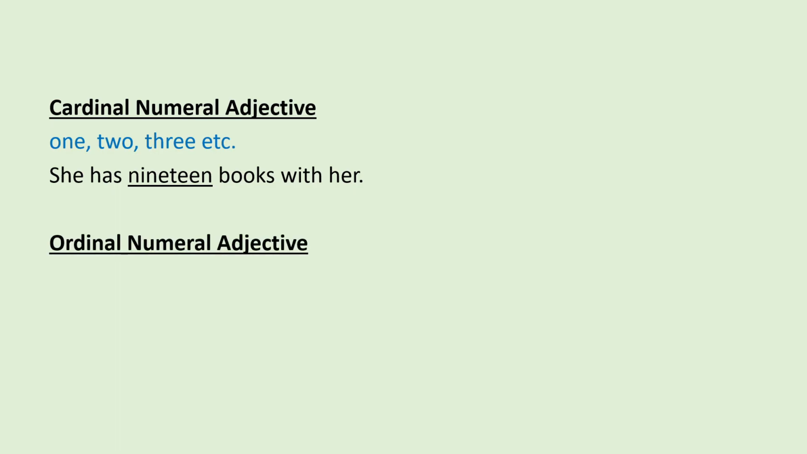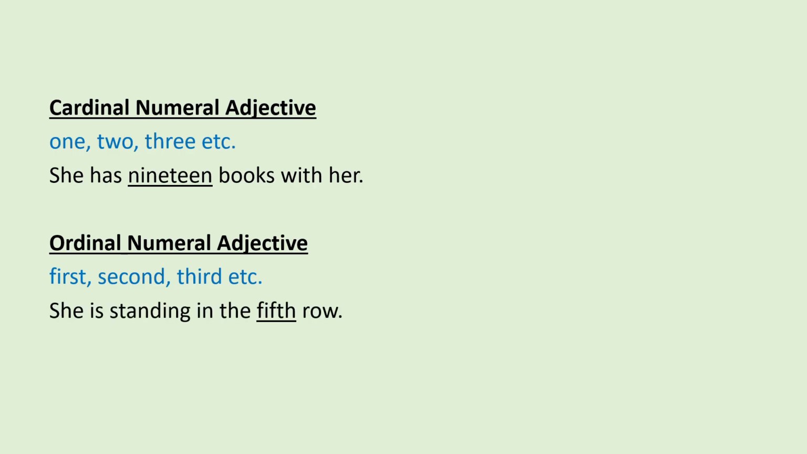Ordinal numeral adjectives include words like first, second, third. She is standing in the fifth row. In which position is she standing? She is standing in the fifth row. Life doesn't always give second chances.